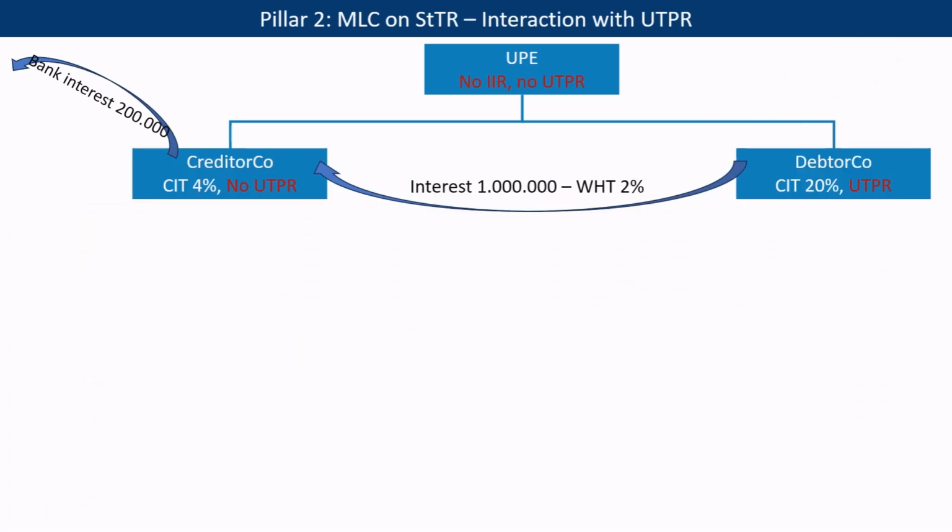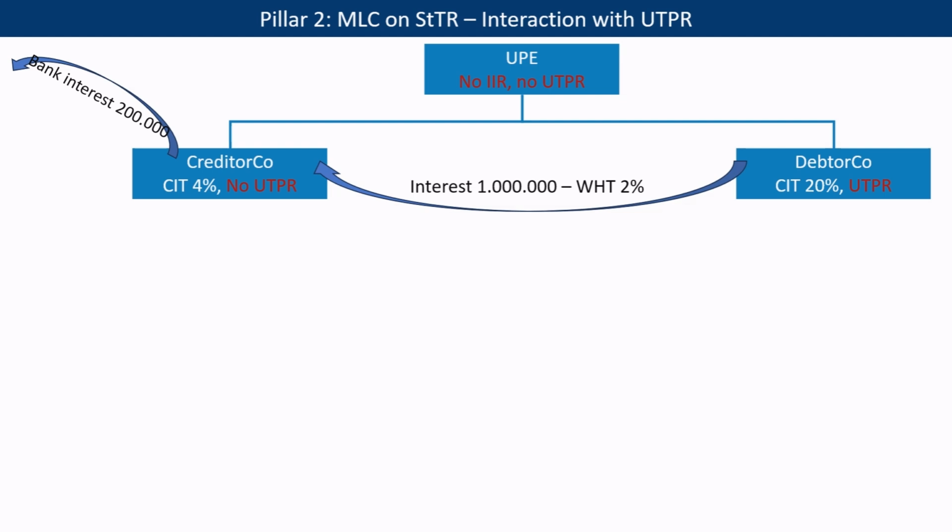And then finally, I just want to look at how the STTR plays with the UTPR. So we'll go back to our original scenario. We've got 1 million in interest paid from debtor-co to creditor-co. Debtor-co has 20% corporate tax and it has UTPR rules. Creditor-co has 4% corporate tax. It has no UTPR rules, and the UPE has no income inclusion rules, nor does it have UTPR rules, right?